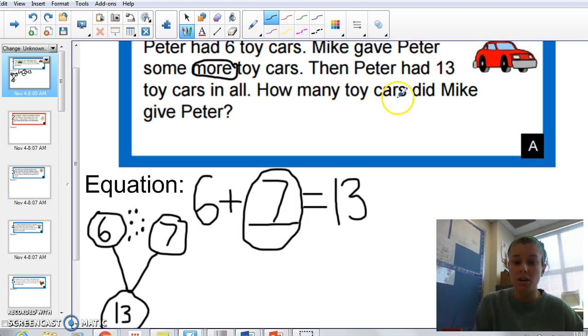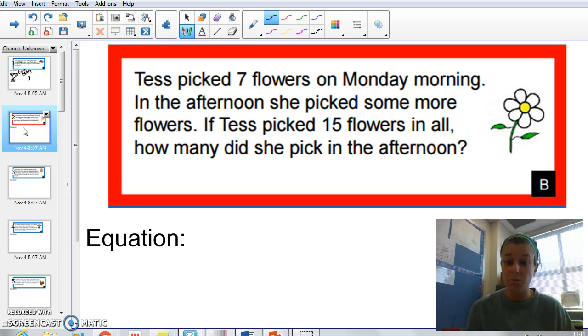So how many toy cars did Mike give Peter? My answer is 7. So I hope that made sense. Now I'm going to read you some other problems, and after I read it to you, you're going to pause it and solve the problem in your math notebook. Please make sure that you're writing your equation first, just like I did, and thinking about what you need, picking a strategy to solve it. I really recommend that you use the part whole strategy, and then writing your answer. If you need some help, come back and listen at the beginning of this video because it will help you. All right, so your first problem, I hope you're ready.